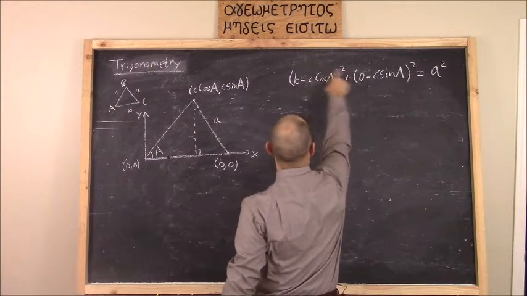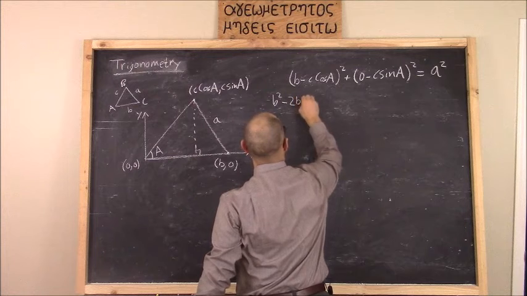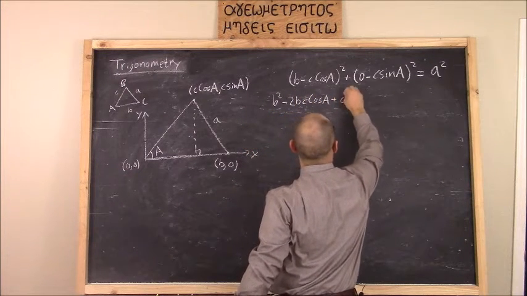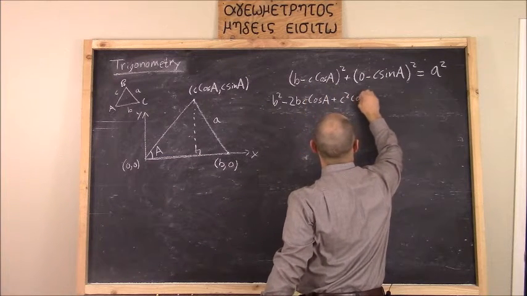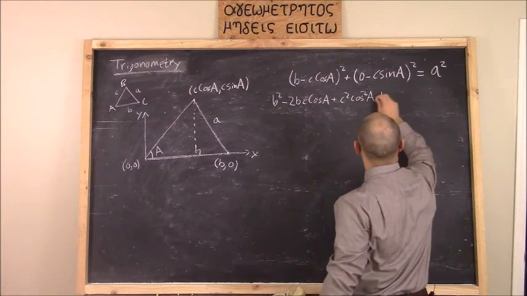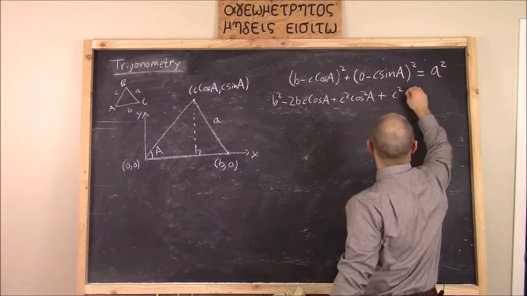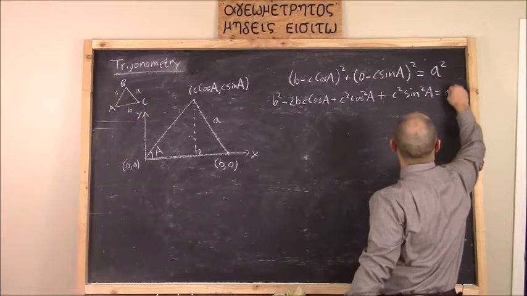All right, FOIL this out. I get b squared minus 2bc cosine A plus, remember negative times negative is a positive, c squared cosine squared of A, plus, again a negative times a negative is a positive, c squared sine squared of A is equal to a squared.